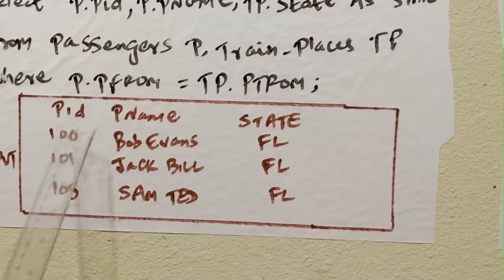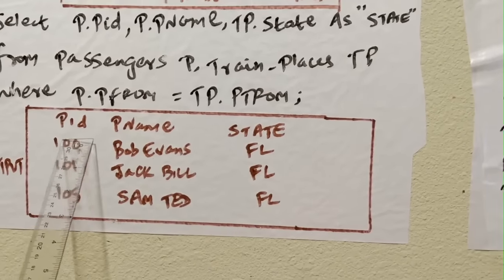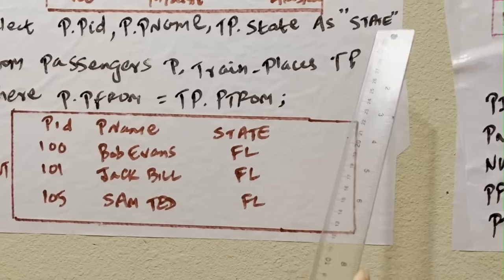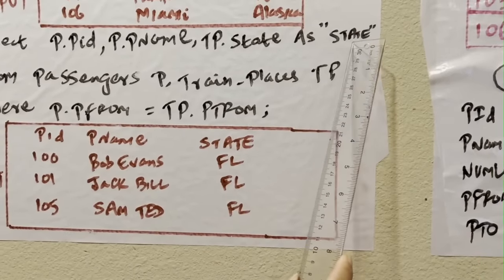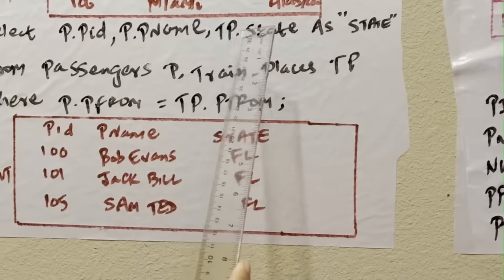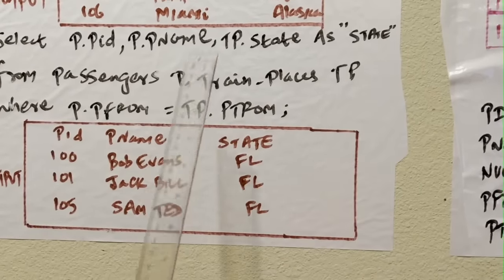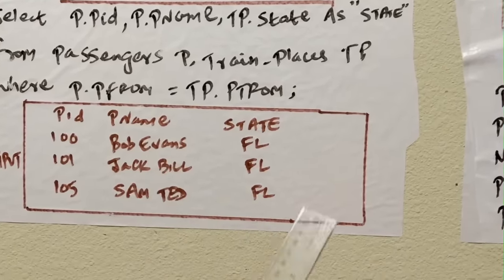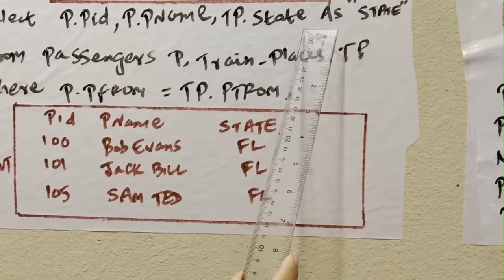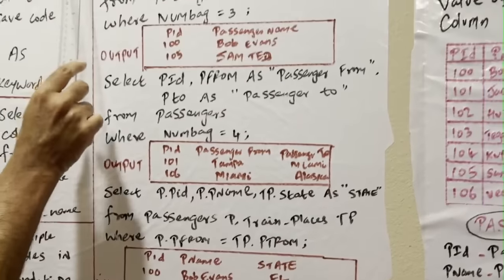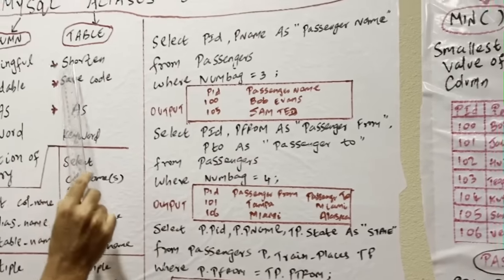This is the output when you execute this query: PID, P name, state, three rows matching. And here we actually use a column alias too. We don't want to say just tp.state, we just want to say state, and for P name I use the alias on one column. Okay, so here we explained how to use aliases on columns and tables.